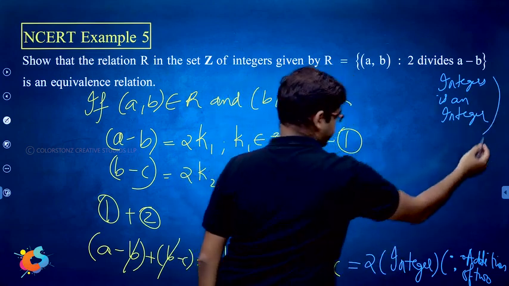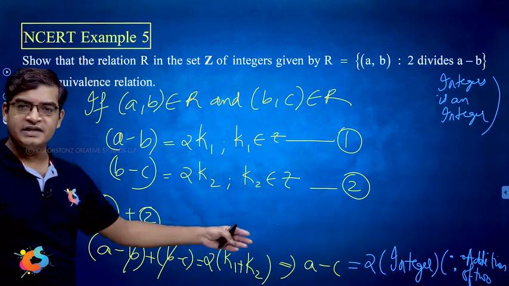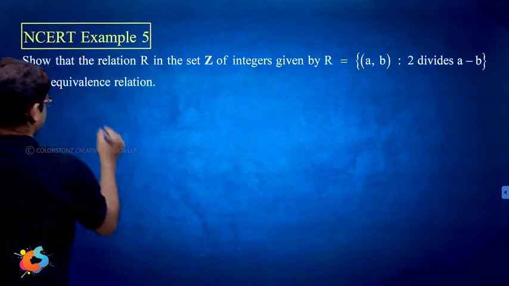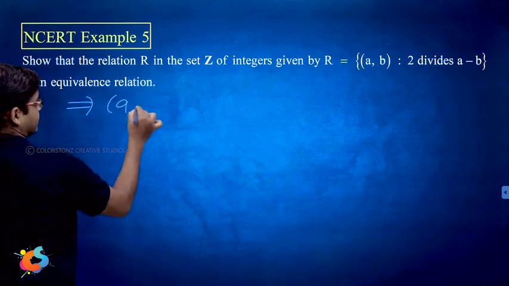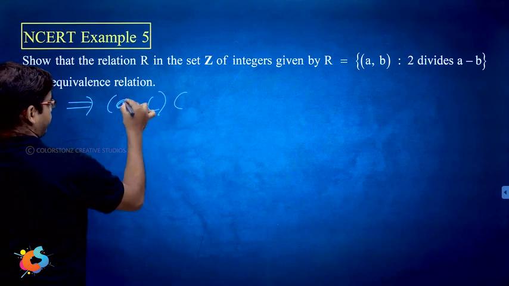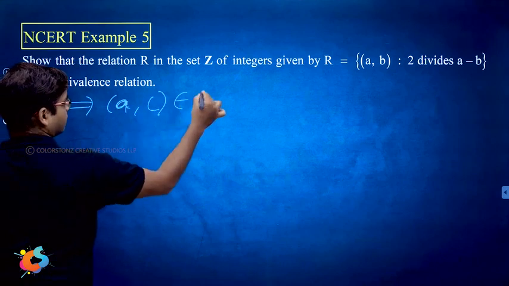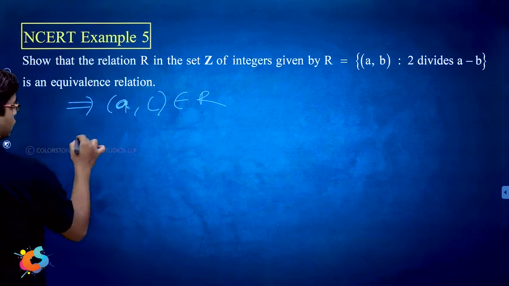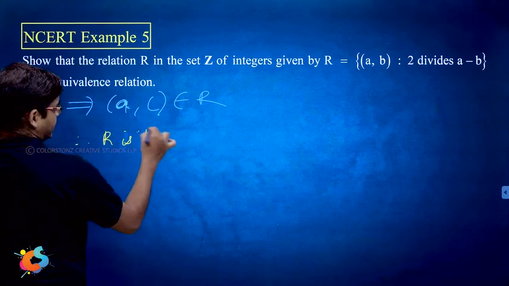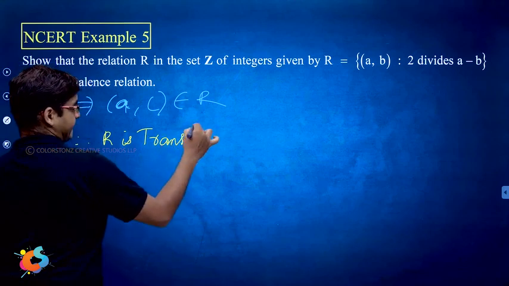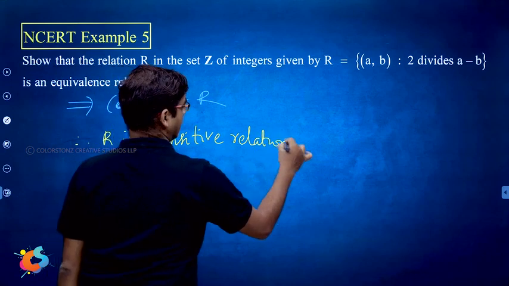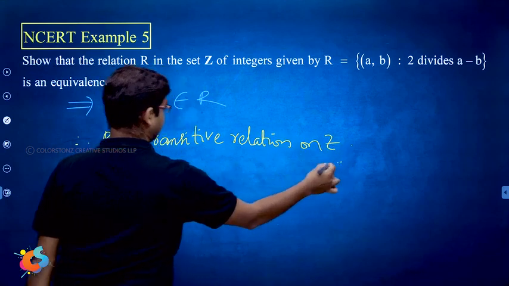So here the bracket is closing. So A minus C is 2 times some integer. So that's it. After that it is very simple. So this implies (A, C) belongs to our relation. So that's it. Therefore R is a transitive relation on the set of integers.